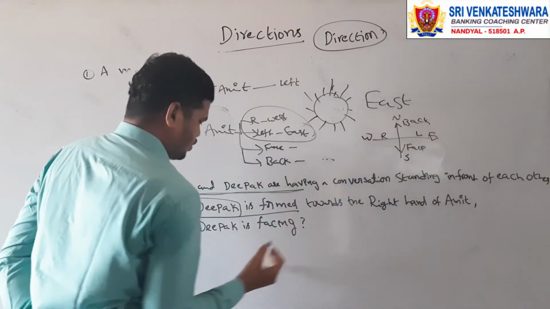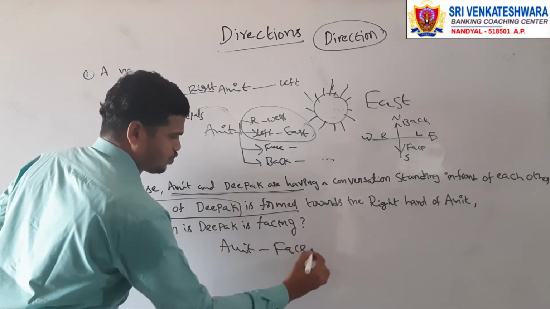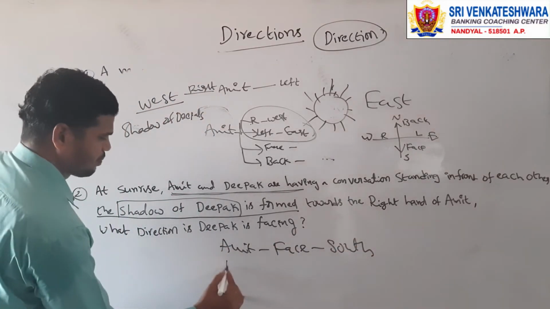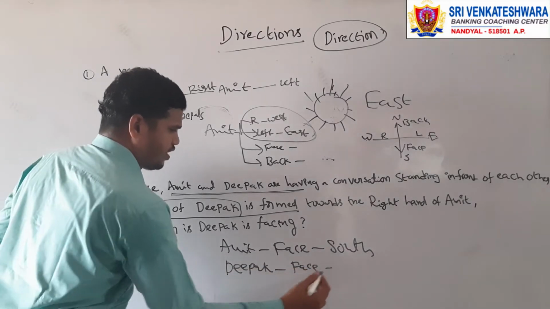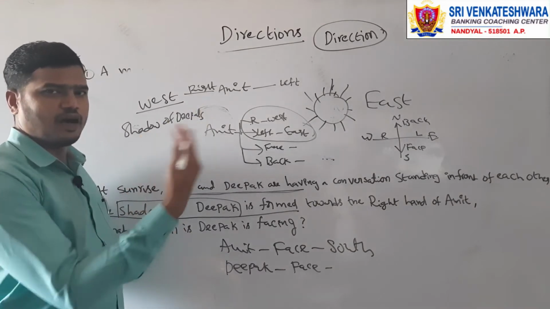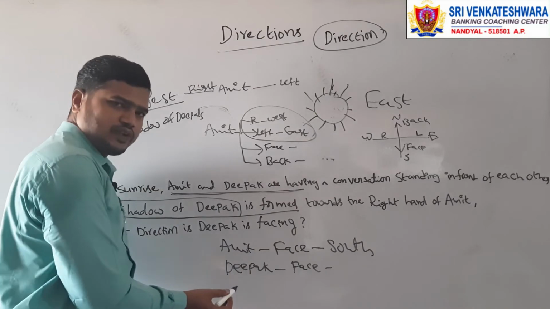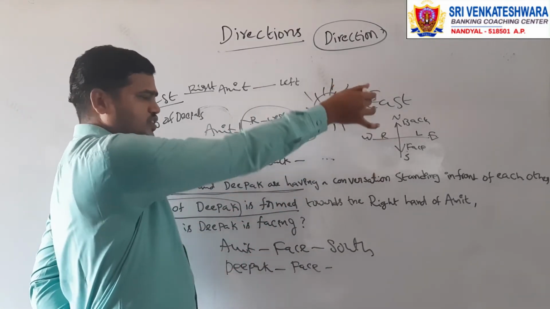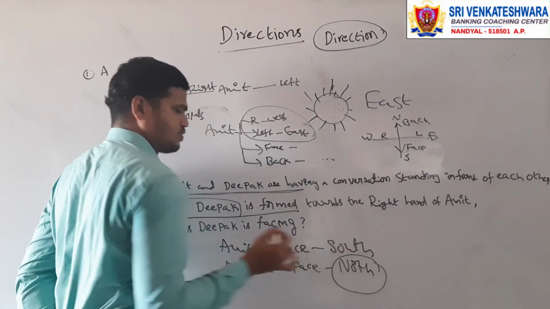So towards the south, Amit's face is towards the south. Whenever these two persons, Amit and Deepak, are having a conversation, both should be standing opposite to each other. So whenever Amit's face is south, Deepak's face should be opposite to this direction, which is the north direction. So this is your answer.